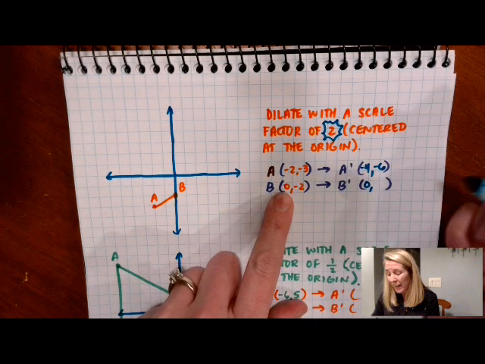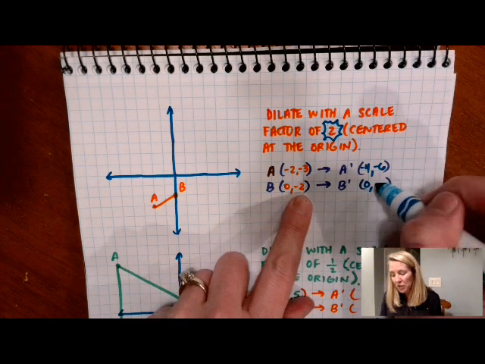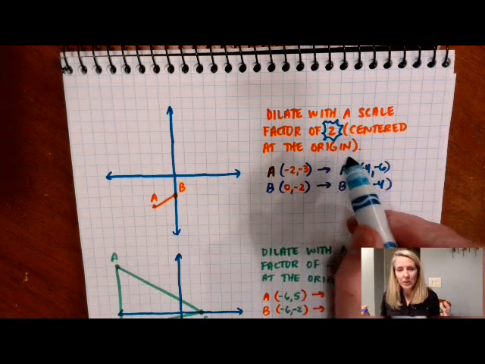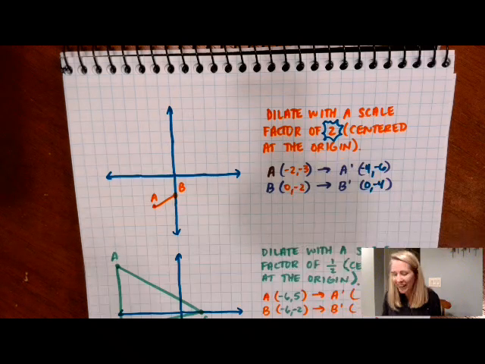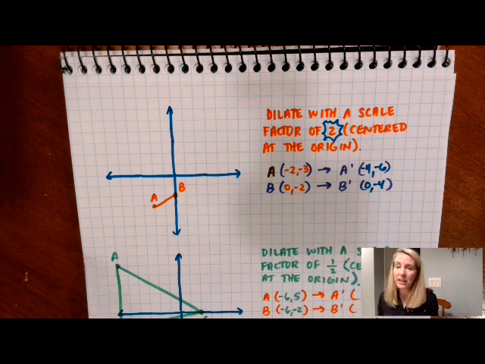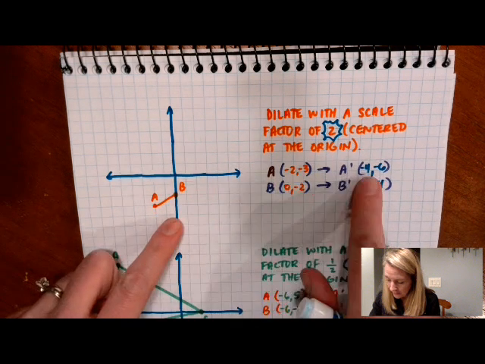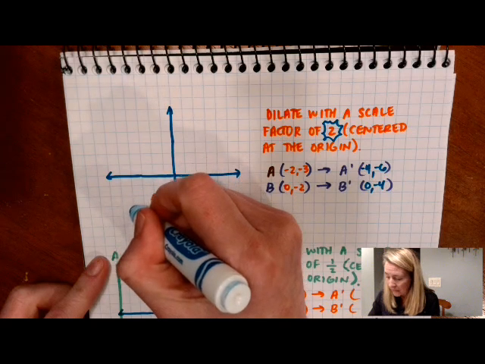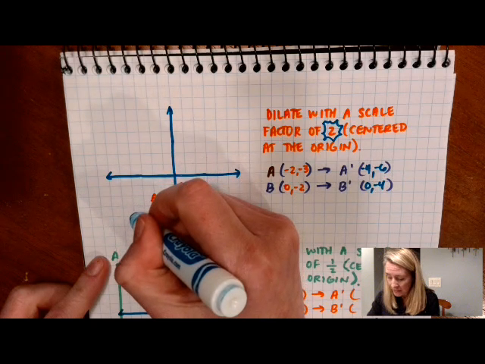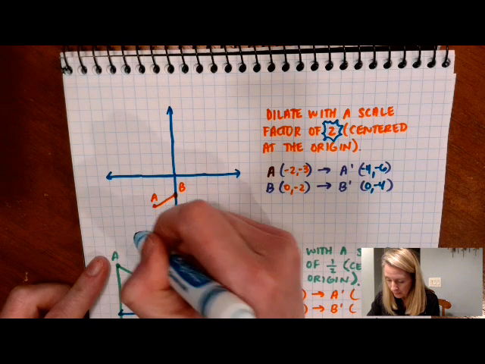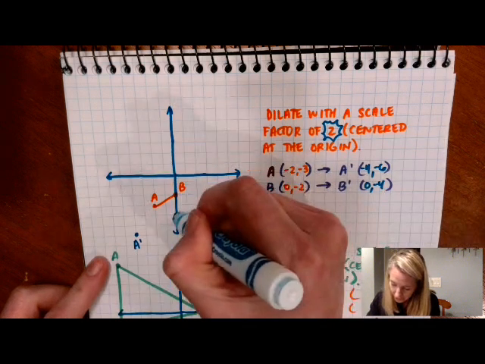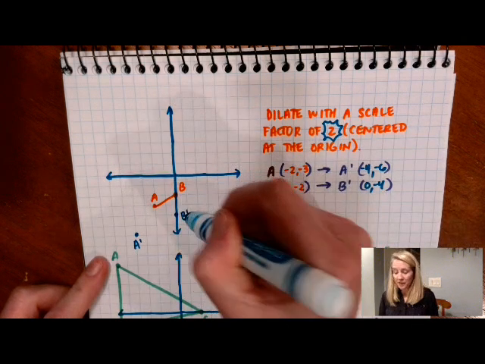And by the way, notice it says centered at the origin. If you dilate something that's not around the origin, it gets a little bit trickier, and there's a different way to do that. But for all intents and purposes for 8th grade, we're sticking with dilations about the origin. So if I've got (-4, -6), going over 4 and down 6, there's my A prime. And then B (0, -4), there's my B prime. So it took that shape and made it twice as big, essentially.